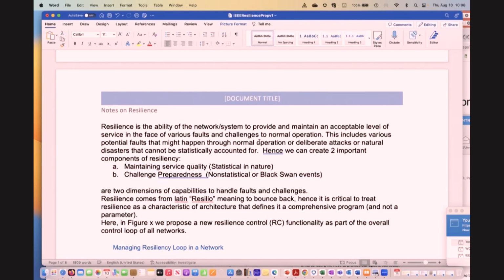The general idea here is that resilience has two components. One is to maintain and provide service quality. Basically, what this means is that there are things that happen that can be quantified in probabilistic terms. You would like to have those capabilities and that service quality maintained throughout the operation of your network or system. This is one component of resilience.